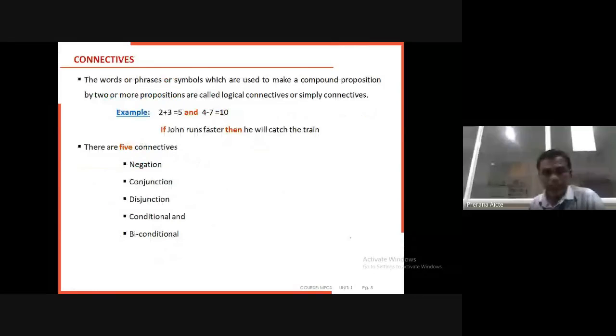In propositional logic, we use some words to connect two or more propositions, and these are called connectives. Sometimes it may be a single word, sometimes a phrase, or sometimes we may represent it by means of a symbol. Whatever it is, we use those symbols or words to connect two or more propositions. They are called connectives. Now we are going to discuss five connectives: negation, conjunction, disjunction, conditional, and biconditional.